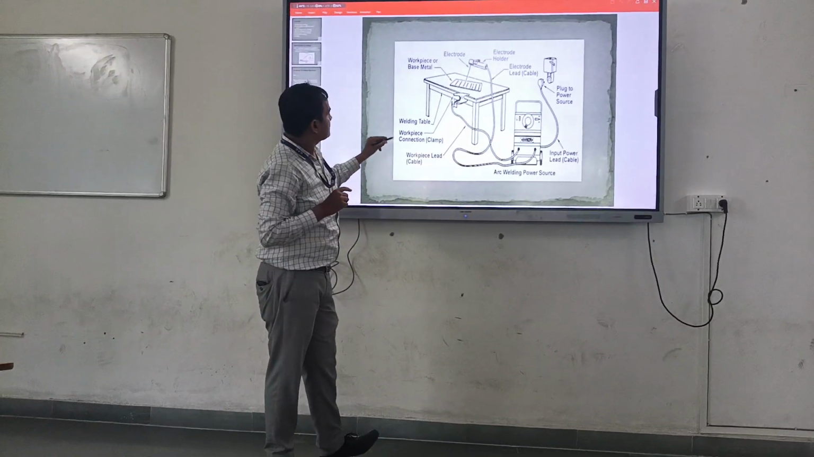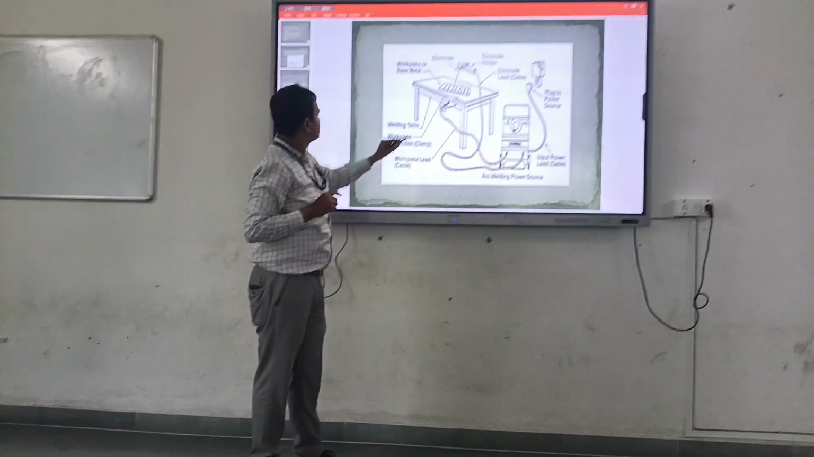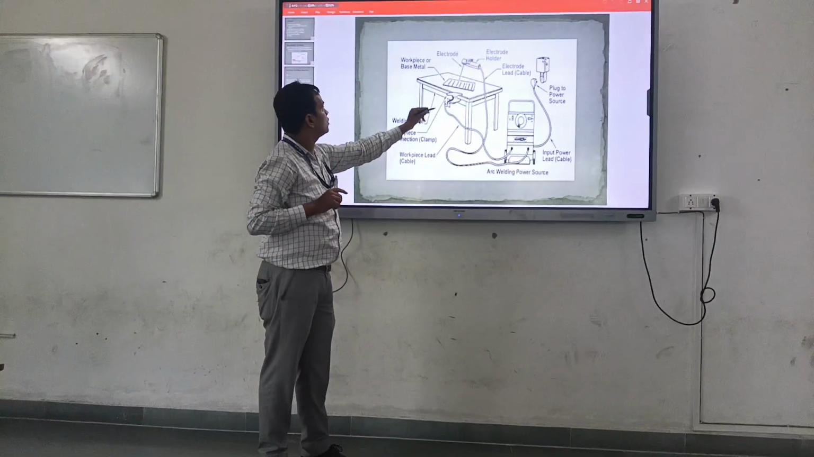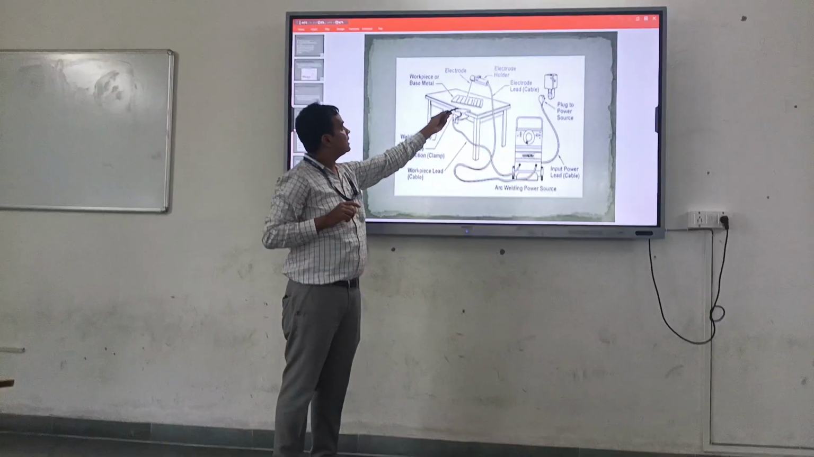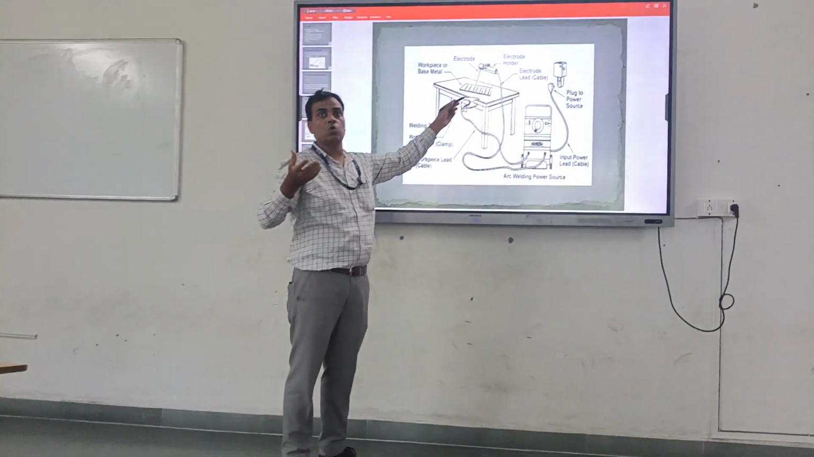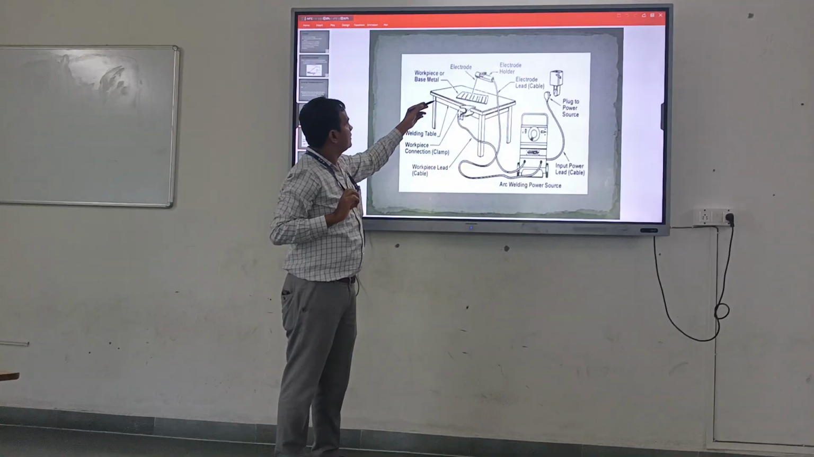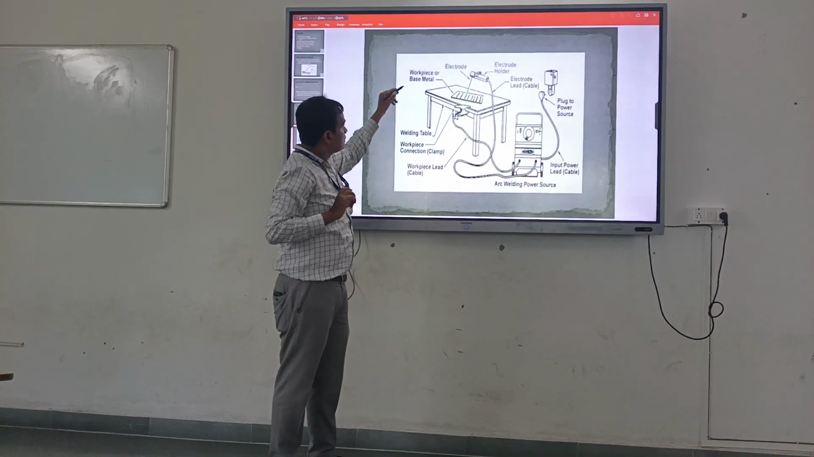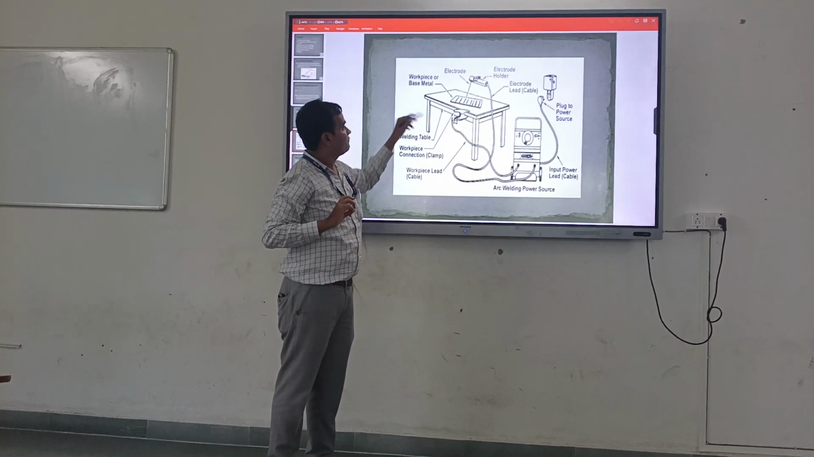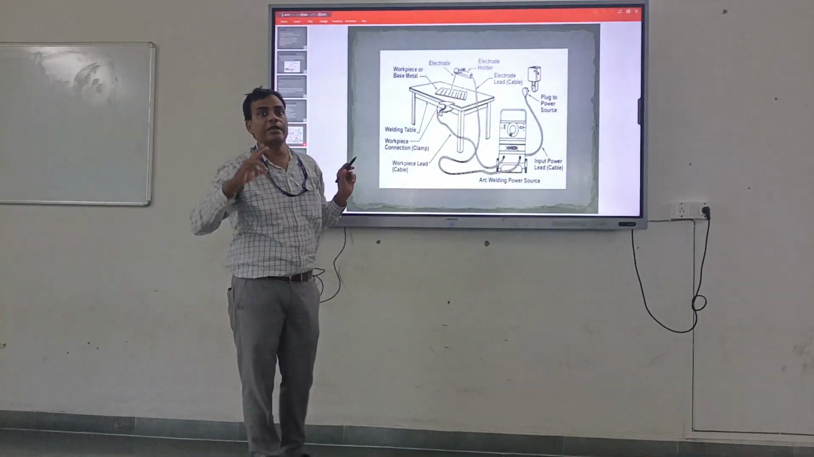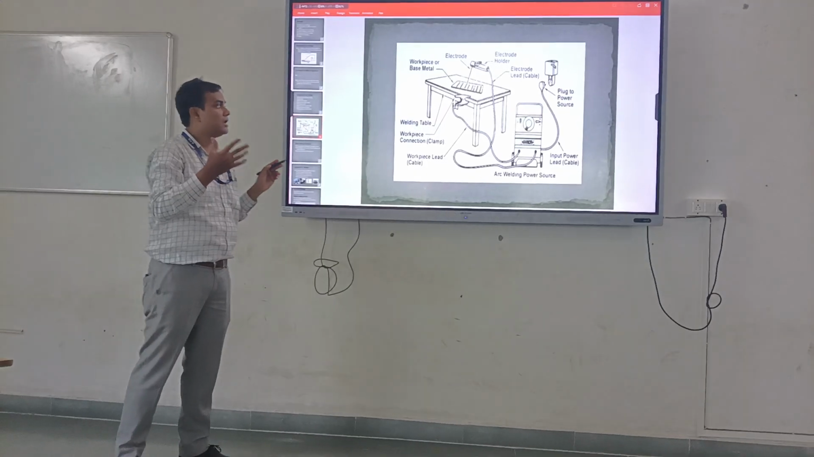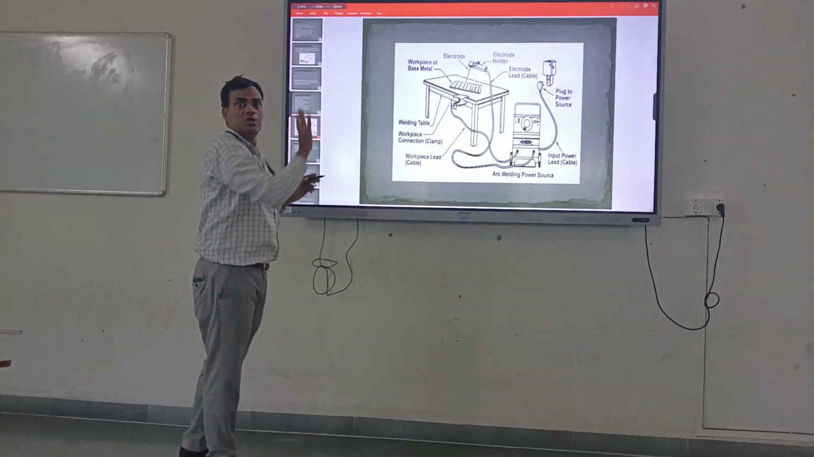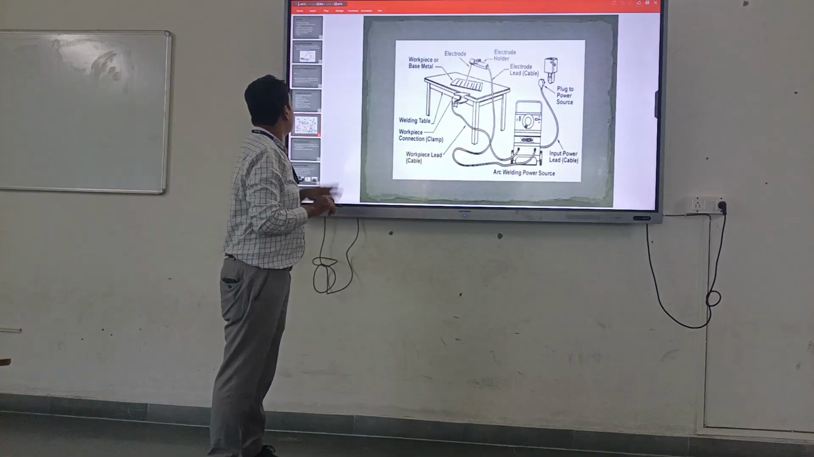And another thing, in many places the workpiece connection is there. I already explained workpiece, the base metal. The base metal is the metal piece which I am going to weld together. So now these are the figures which are showing the welding equipment, what the welding equipment is and how I can explain it here, so we can see it properly.